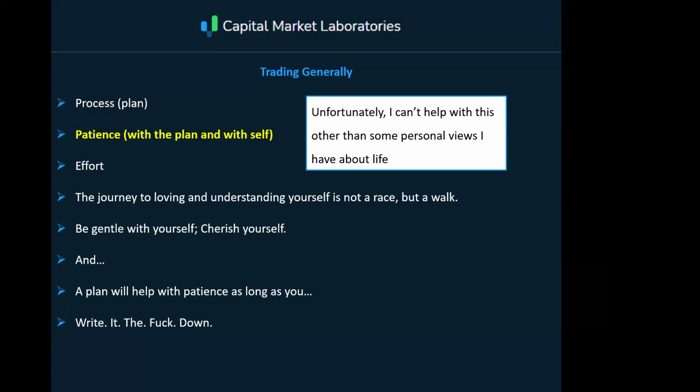If you want to trade, in my opinion, you need a plan and you need to write it the fuck down. And if you don't have the time to write it down, don't trade. If that effort cannot be exercised by you, just stop. There's so many other things you can do with your life.